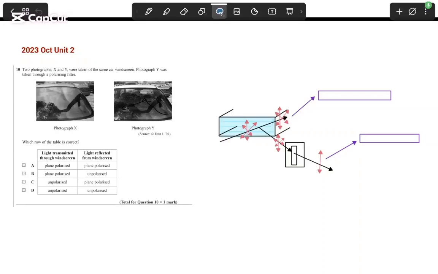Live and we're recording. So we're going to be going through questions from Polarization. This is going to be 2023 October, Unit 2, Question 10. You can pause the video and try it out.